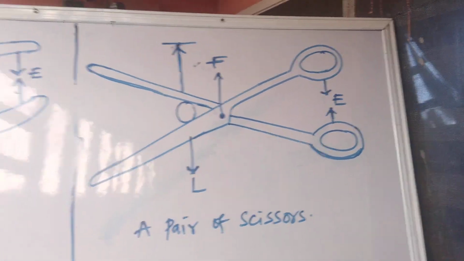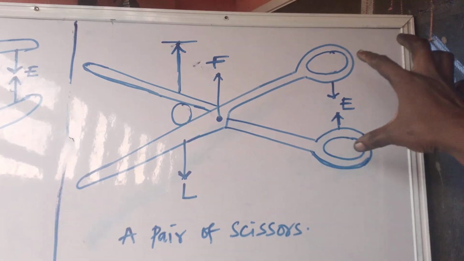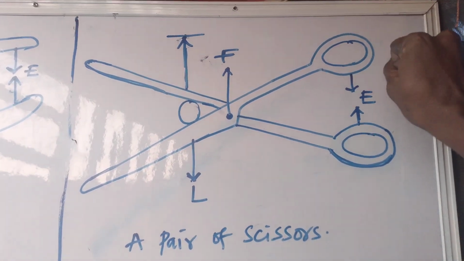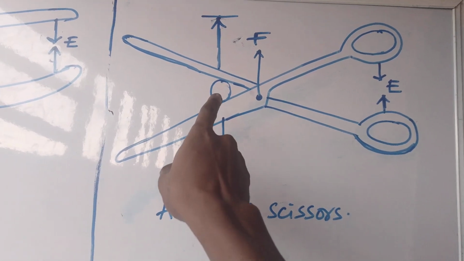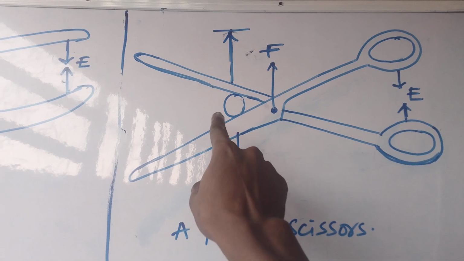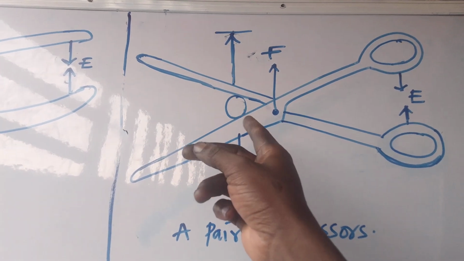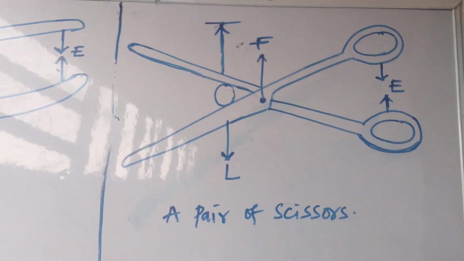The next example is a pair of scissors. A pair of scissors, we see that the two handles here, effort is applied on this handle, and then the fulcrum is this nail at the middle, and the load now is this stuff over there. It might be a little object, maybe a nail, a piece of wire or paper or cloth. This little object over there is the load.